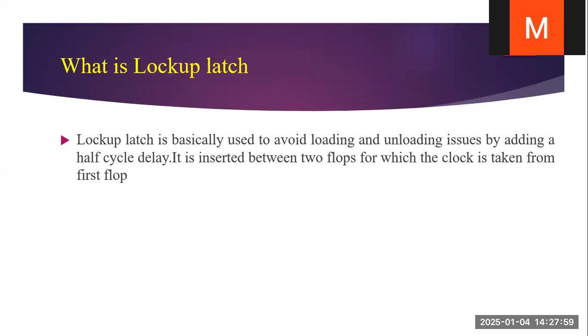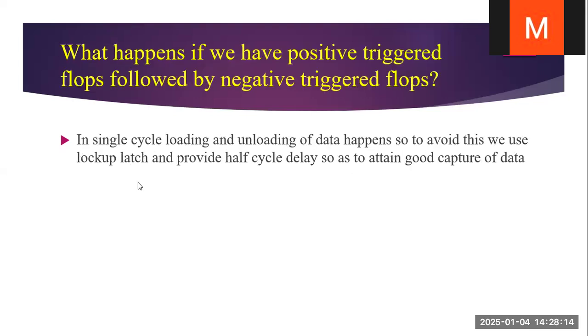What is a lockup latch? A lockup latch is basically used to avoid loading and unloading issues by adding an off-cycle delay. It is inserted between two flops for which the clock is taken from the first flop. What happens if we have positive triggered flops followed by negative triggered flops? In a single cycle, loading and unloading of data happens. So to avoid this, we use a lockup latch and provide an off-cycle delay so as to attain a good capture of data.